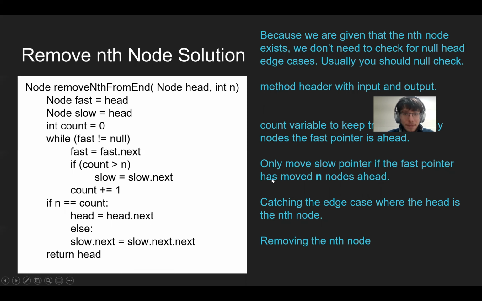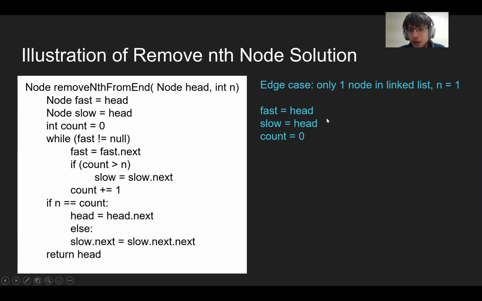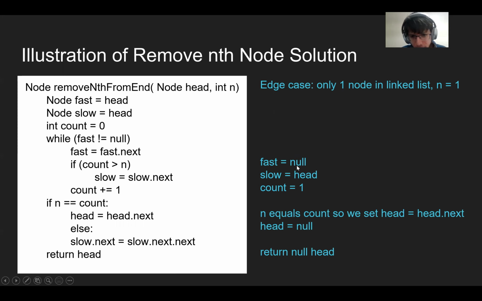Okay, so let's go ahead and draw this out a little more. Let's see the edge case where there's only one node and we want to remove the first to last one, so the last one. Fast is head, slow is head, count is 0. In this case, we're going to have fast is null, slow is head, count is 1. Then we have n equals count, so we set head equals head next. Head is null, and we return null, which is head, so perfect. So for our edge case, this works fine.